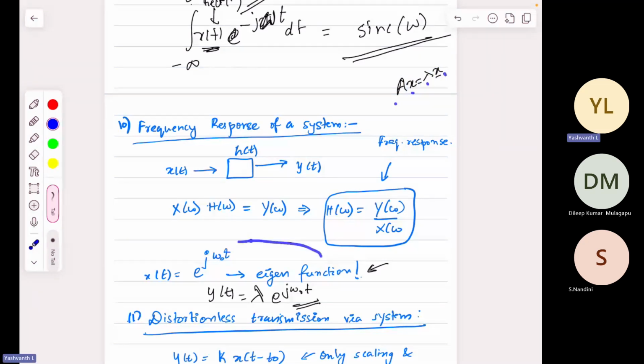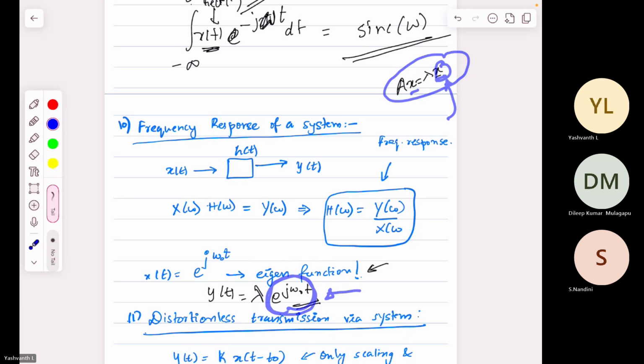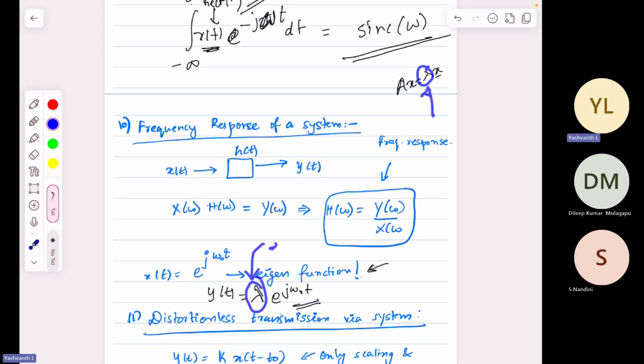That is what is happening here also. You give the input e power j omega naught t, and the output is a scaled version of e power j omega naught t. Going back to Ax equal to lambda x, such an x was called an eigenvector. Similarly here, such a function is called an eigenfunction, and the lambda value is called the eigenvalue of the system.